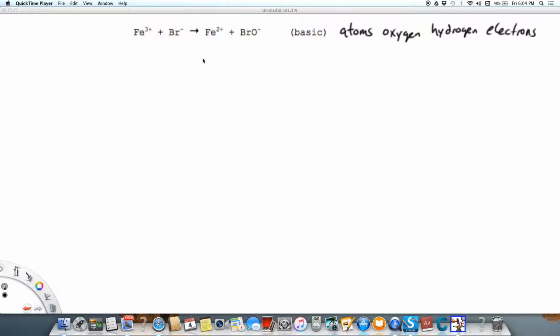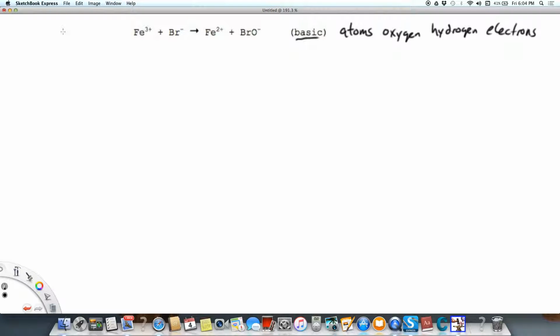You should be at this point able to tell just by looking at it which one's being oxidized, iron 3, and which one is being reduced, and is bromide being oxidized or reduced. We're going to do this in basic solution, and we're going to use the atoms, oxygen, hydrogen, electrons method.